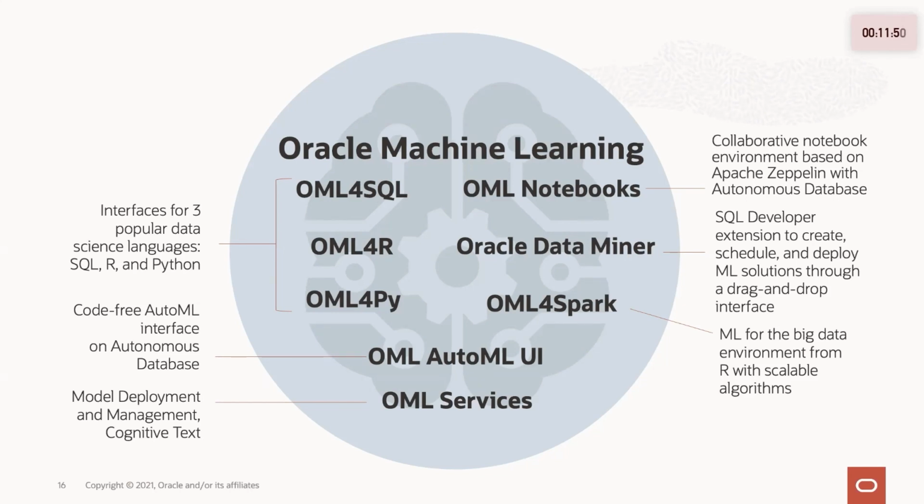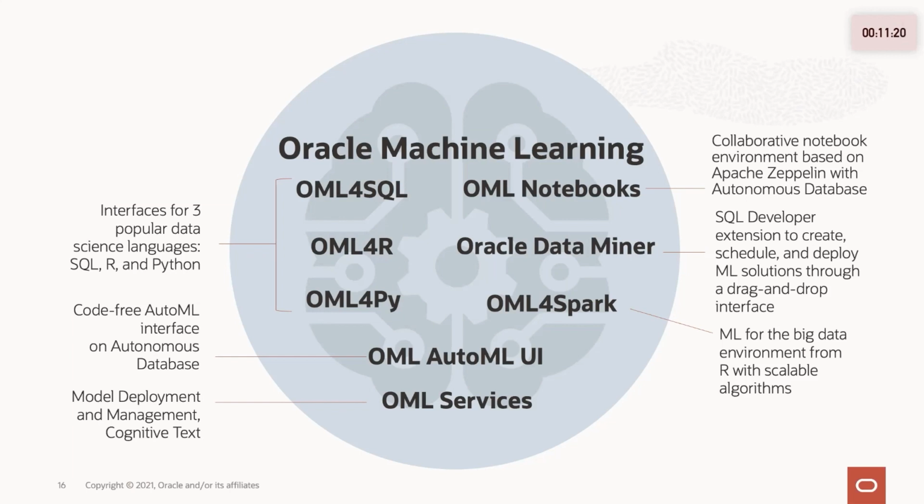On the right-hand side, you see the portions that are working more on the UI side: OML Notebooks, which we're going to see today, and the Oracle Data Miner, right? That's a SQL Developer extension as well. And then we can see Oracle Machine Learning for Spark, which actually works on the big data service itself. But then at the bottom, the latest additions: the Oracle Machine Learning AutoML UI, which we're going to see today, and the Oracle Machine Learning Services, which we did last week.